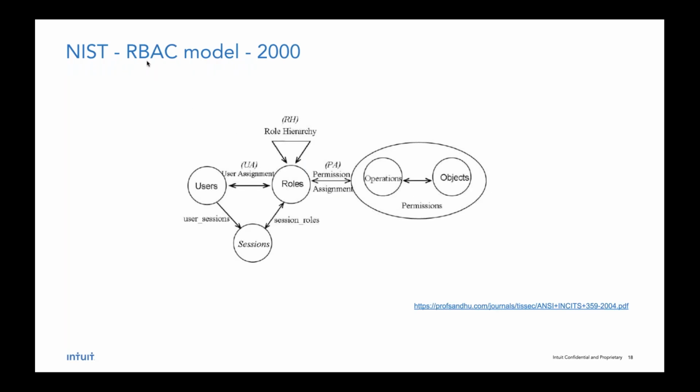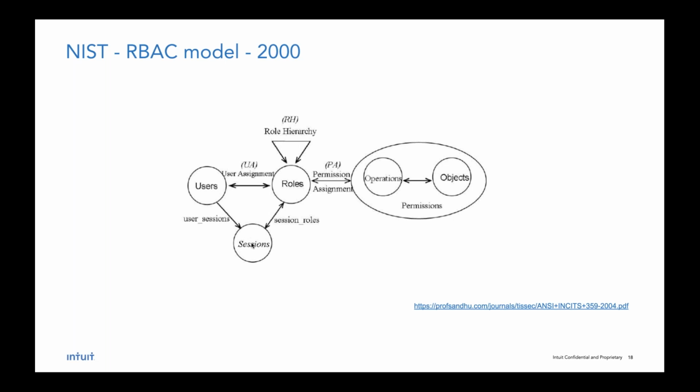Going back a little bit in the history, RBAC was basically defined as a standard by NIST in 2000, the first version of it. And this was the model that was presented, which is very similar to what we have seen. Basically, it talks about objects, which are resources, operations, which are actions, and permissions are basically the tuple between objects and operations here. And these permissions are assigned to roles. Roles can be in role hierarchy, and users are assigned roles.